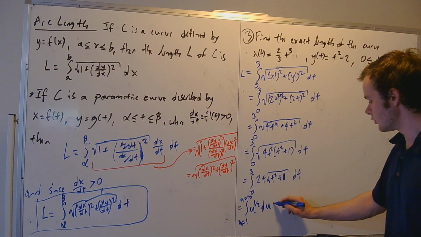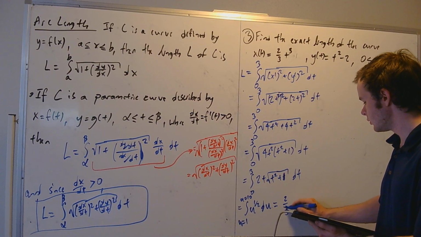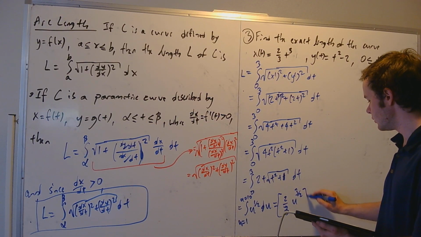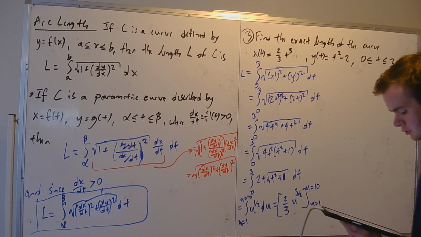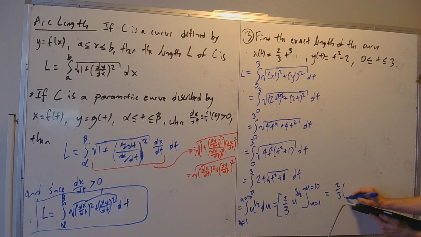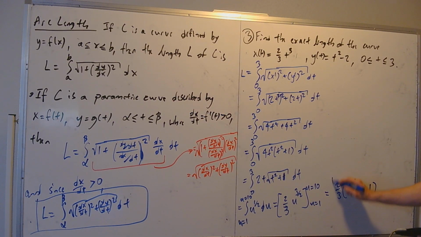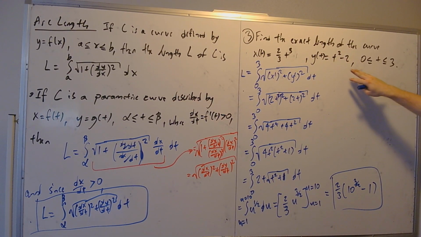Now if you take this integral, you're going to get 2/3 times u to the power of 3/2 evaluated from u equals 1 to u equals 10. And now you just plug in your numbers, and you're going to get 2/3 times 10 to the power of 3/2 minus 1. And this would be your answer. So this is the length of the curve defined by these equations between t equals 0 and t equals 3.